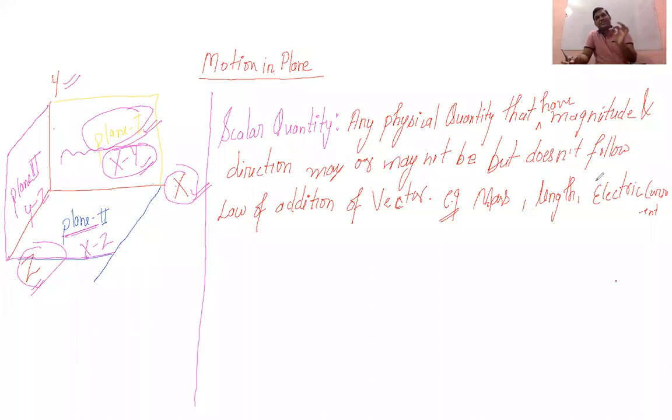First you should understand scalar and vector quantities, then I will come to the addition of vectors. The electric current has a magnitude as well as a direction, but it does not follow the vector law of addition. That's why it is categorized under scalar quantity. There are many more physical quantities that are also scalar. So let's come to the vector quantity.